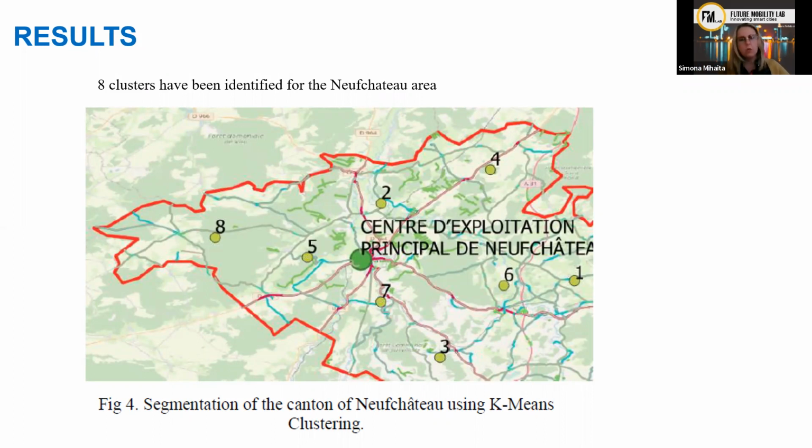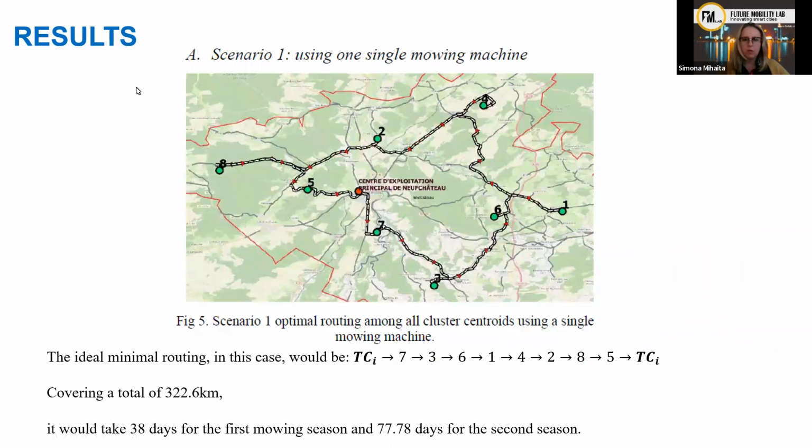You've probably seen some of them early on, but not the results with the optimal routing between them. So these 8 clusters have been basically analyzed via different scenarios. Scenario 1, for example, if we're using only one mowing machine. So let's take, for example, the center of Neufchâteau. This is the technical center to the west.